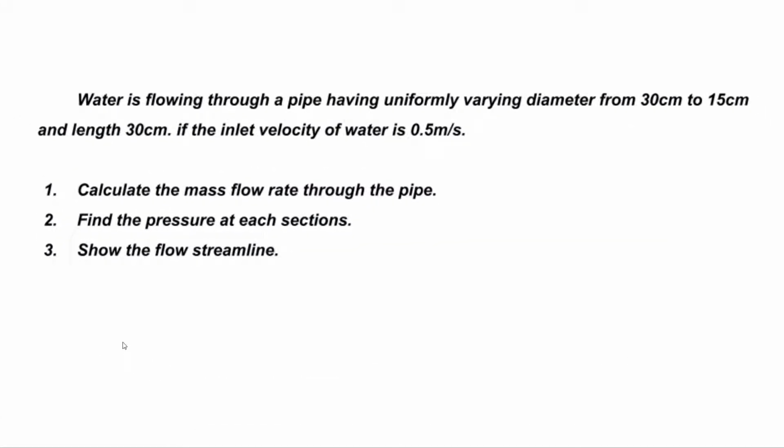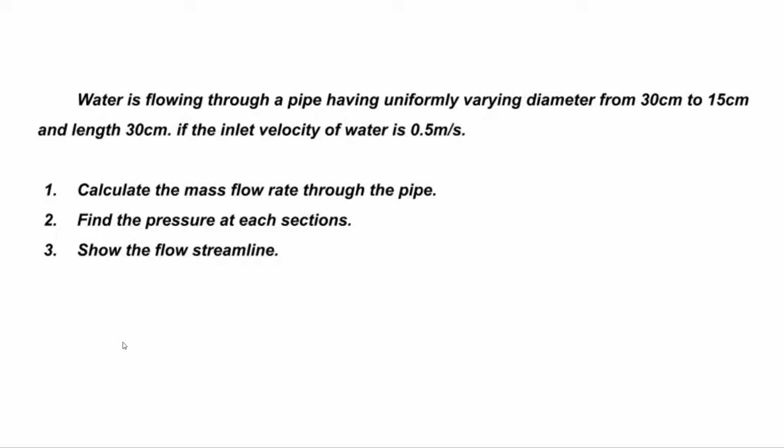Fluid flow analysis and simulation using PTC Creo. The given condition is water is flowing through a pipe having uniformly varying diameter from 30 centimeter to 15 centimeter. That means two diameters, one end is 30 centimeter, the other end is 15 centimeter, and length 30 centimeter.